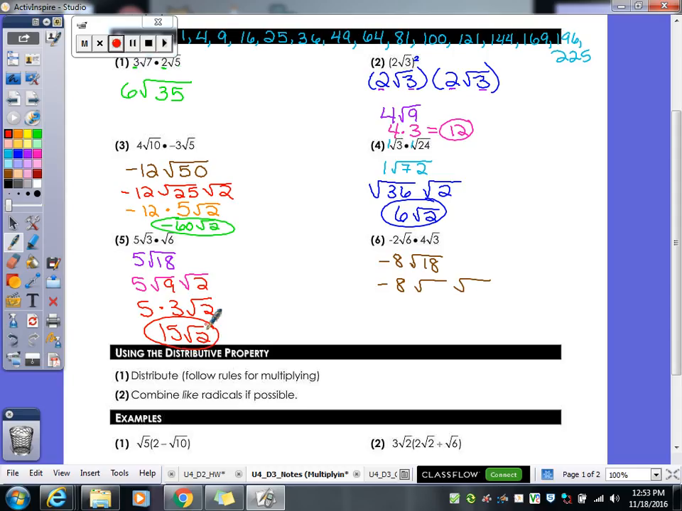Did anybody get that? All right, good job. So again, 6, we had a radical 18, so that's 9 and 2. But then I have to do that 8 times the 3, so I get negative 24 radical 2. Woo, all right.